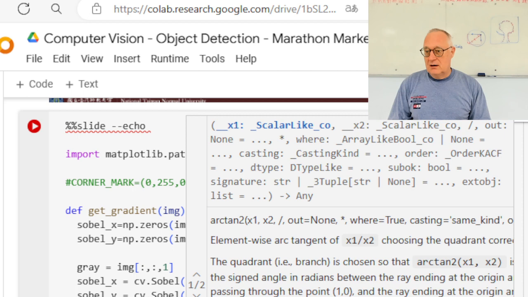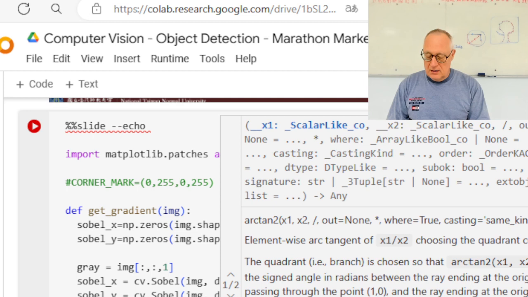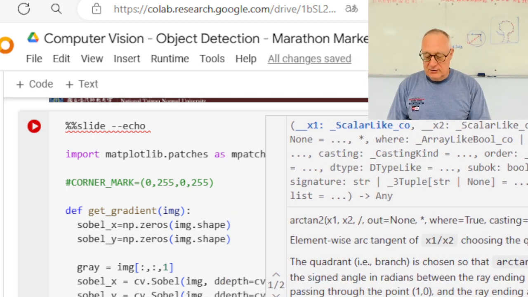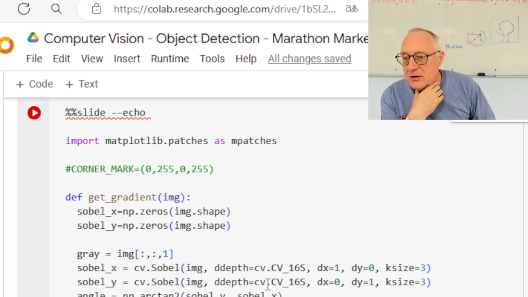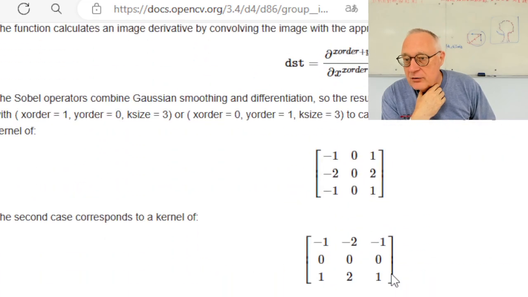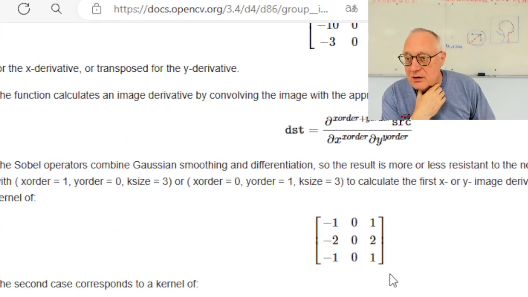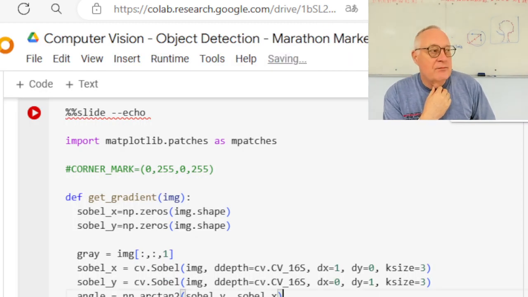So the arctan2 of Sobel y and Sobel x, I guess. And I just have to make sure I'm not dx 1, dy 0. That should be the whole x, the Sobel edge detector in the x direction. X order 1, yeah. I just want to make sure these are correct there. So now I get an angle.